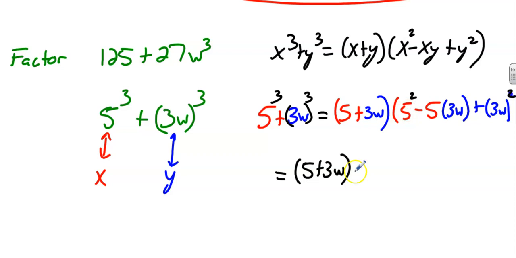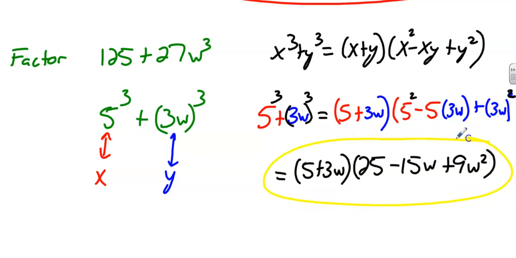Okay, so this one is 5 squared. That we can make 25. This is 5 times 3, so that's 15w. And this is 3w squared, so if you do 3 times 3, that's 9. And you make it w squared. And that would be your final answer. And again, most people go, yeah, that's way worse than what we started with. It is, but that's what it's going to be.